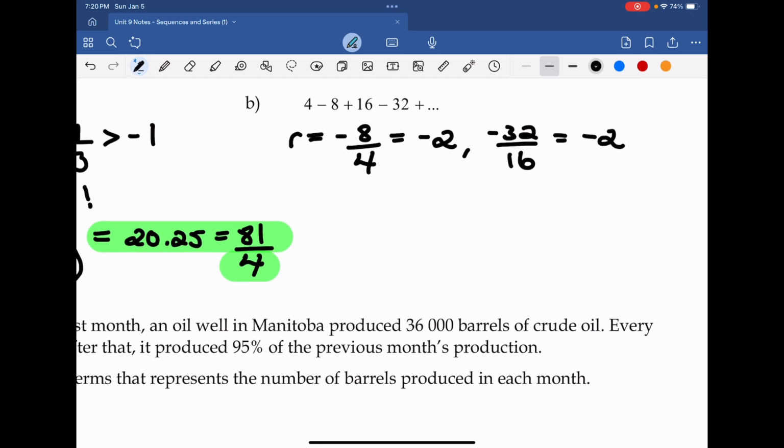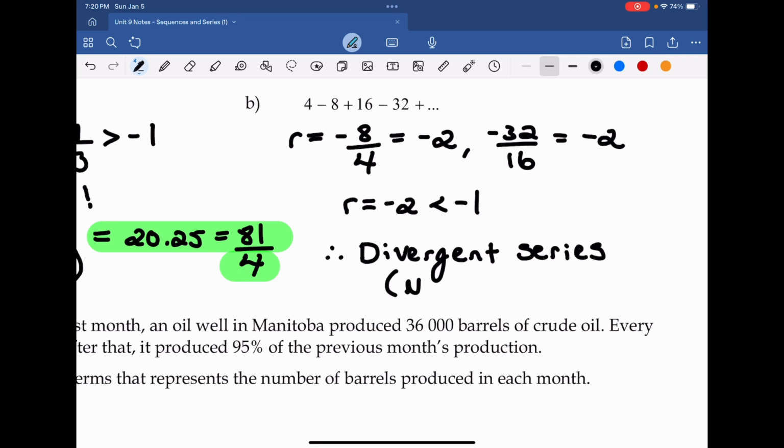Now, as soon as you see that this is -2, you're like, wait a minute, if the ratio, which is equal to -2, is less than -1, that means that we're in a bad situation where this is a divergent series or that there's no sum. So I'm going to write out that full thing. Divergent series, and then in brackets, there is no sum for this.